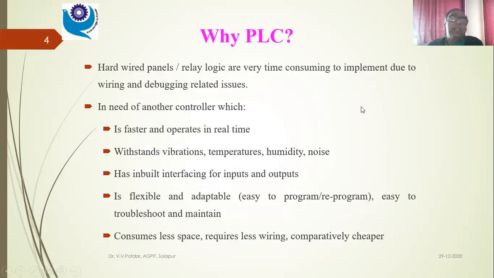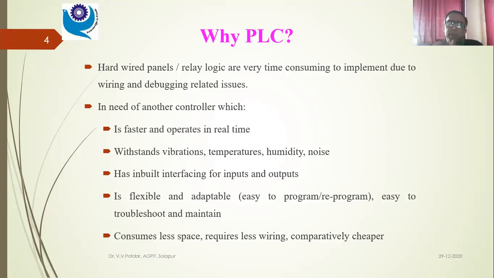Why PLC is a big question. Now, hardwired panels or relay logic are very time consuming. See, before the usage of PLC, all the automation was done through hardwired panels, and many relays were actuated by using these hardwired devices. It was very time consuming, and there was no flexibility as such. That used to be a rigid type of automation.